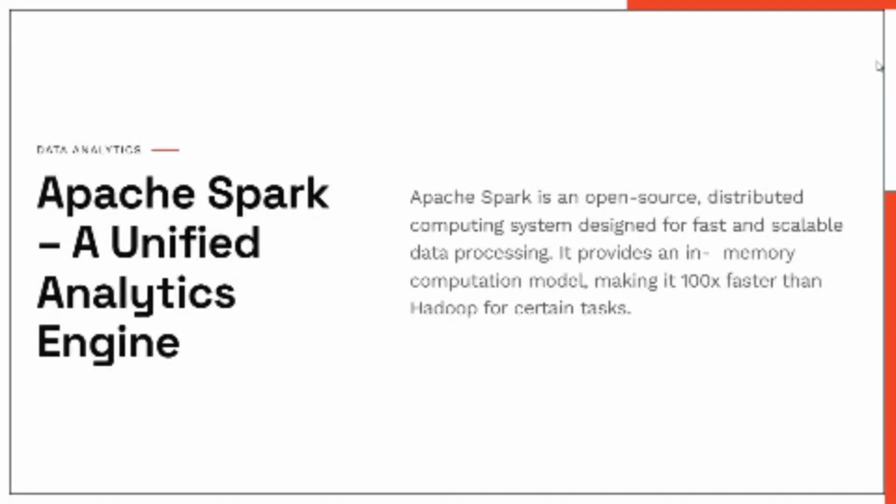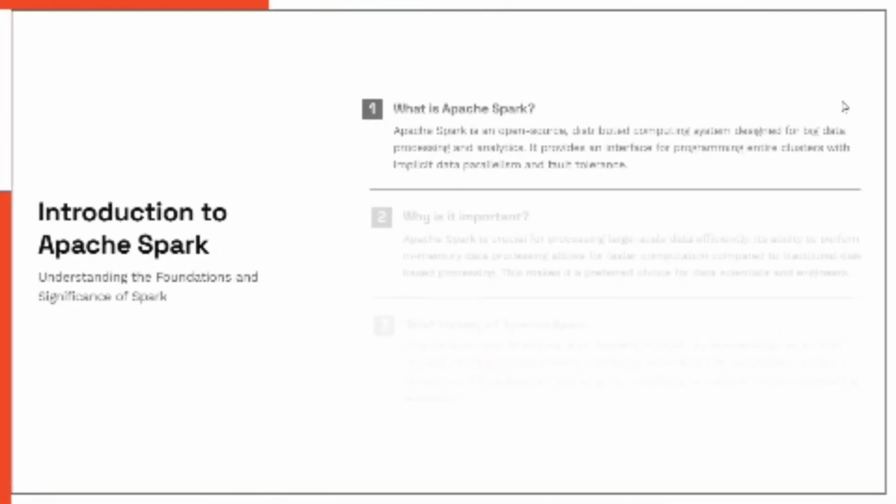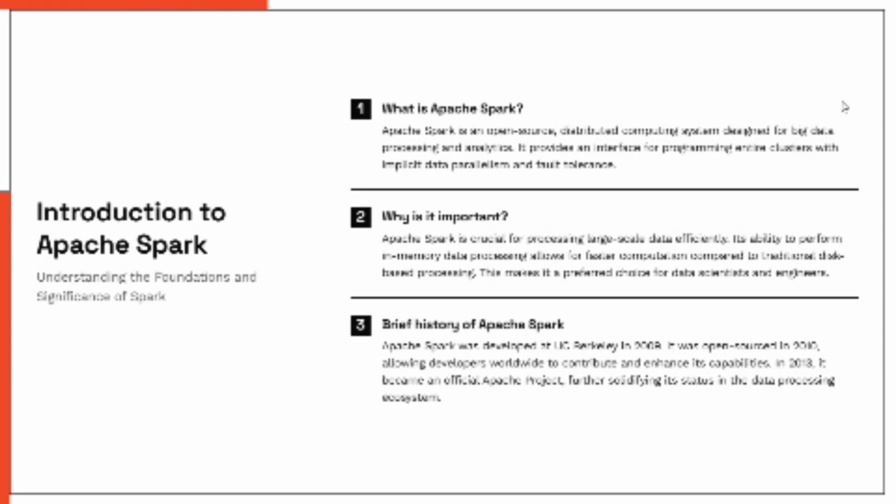Hello everyone. So in this video we are going to talk about Apache Spark. So what exactly is Apache Spark? Apache Spark is an open source distributed computing system that is designed for fast processing of large scale data. Initially developed by the University of California, Berkeley, Spark was built to address the limitations of Hadoop's MapReduce by offering faster data processing through in-memory computation.